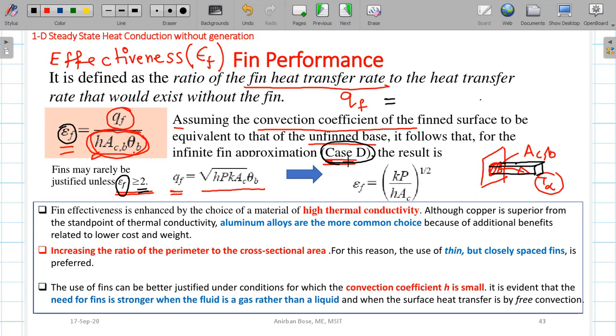that case. So case D we have taken, and in case D, you see this is the expression of Q_f. See, this theta_B is not within the square root, theta_B is outside the square root, only h P k A_C is within the square root. So that Q_f you just put at the top in place of Q_f, and at the bottom if you write this thing, and if you simplify it will become this one. Clear? It is very simple.